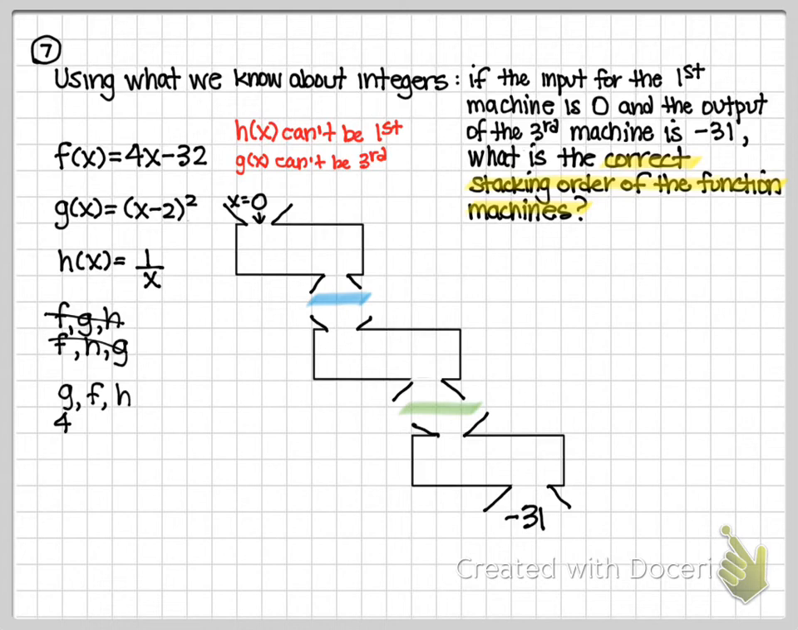But now I'm going to take that 4 and plug it into my F function. If I plug 4 into my F function, I think I get negative 16. So now I'm going to take that negative 16 and plug it into my H function. If I plug negative 16 into my H function, I'm going to get 1 over negative 16. That's not negative 31. That's not going to work. So that's a no.